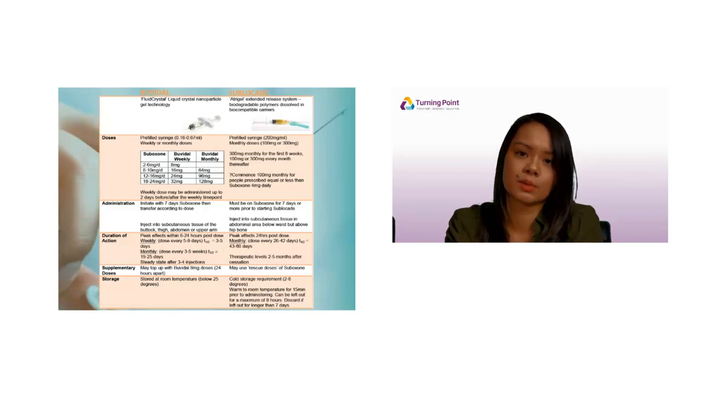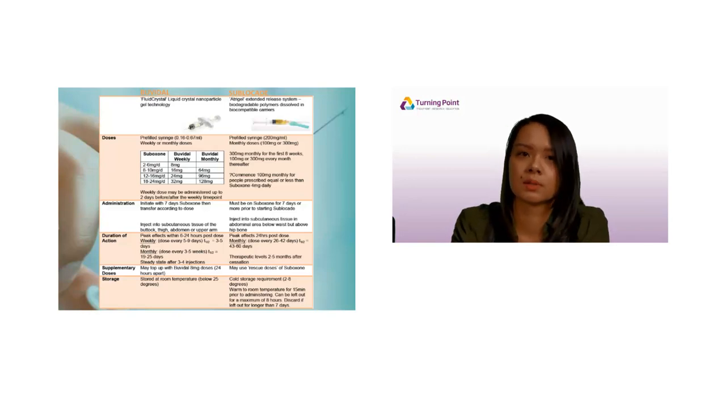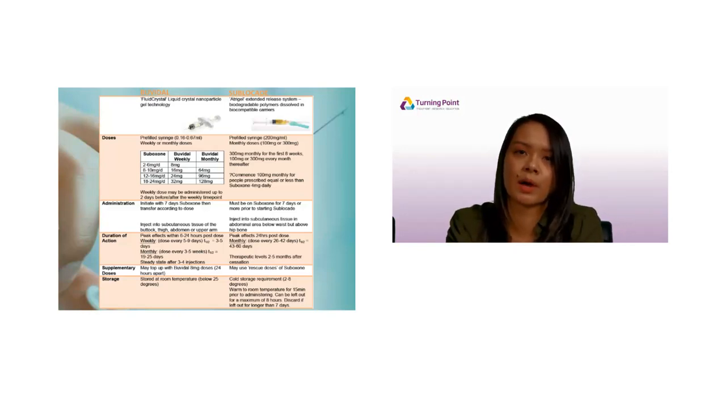It goes into a fat pad in the skin, so it goes into subcutaneous tissue, and we're looking at either the buttocks, the thighs, the abdomen or the upper arm, and we rotate sites, so if people have had an injection somewhere, we don't go back there for the next 2 injections. In terms of duration of action, if people have the monthly injection, you see the peak effect 6 to 10 hours after. If it's the weekly injection, you see the peak effect up to 24 hours after, so it's got quite rapid onset.